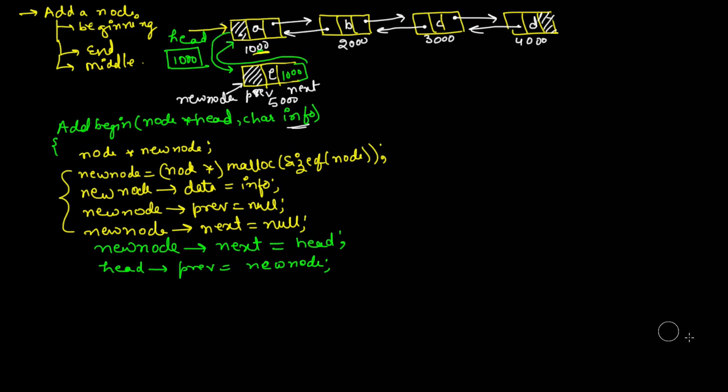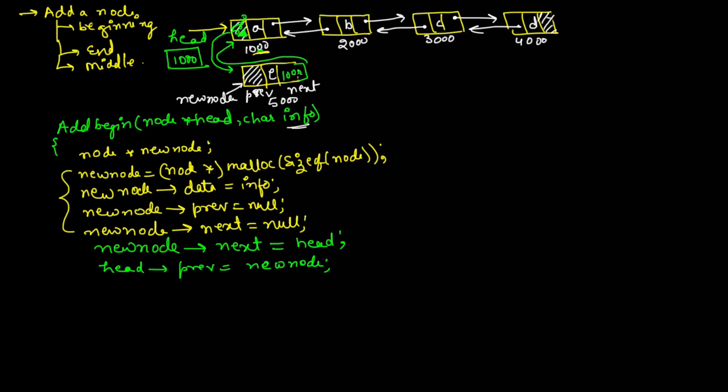Okay, so let me just come back here, and that means here at this part we have stored the address of the previous node. That means we'll be storing 5000 here at this position.